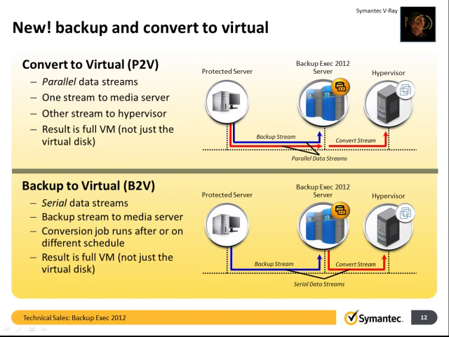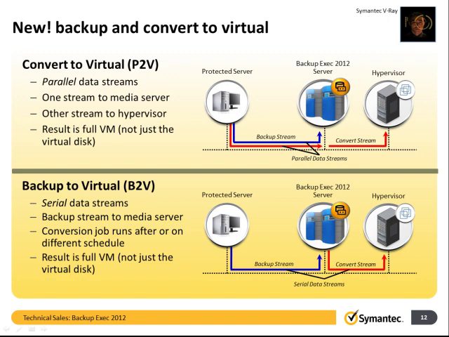Okay, so let's talk about a completely new feature, which is the ability to convert backups to virtual format, or P2V, and backup to virtual format, also known as V2V. Now, the physical to virtual conversion process, which is the top half of the slide here, uses parallel data streams to store backup data to the Backup Exec server, as well as to a hypervisor. So, in other words, at the same time it captures a backup of a physical machine, it also stores this backup to the backup server. And at the same time, in parallel, it converts that to a virtual machine and stores it directly to your hypervisor.